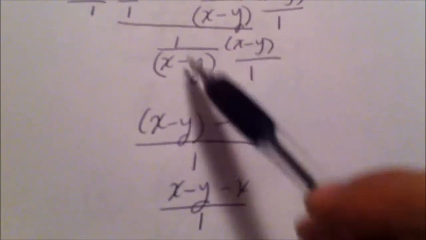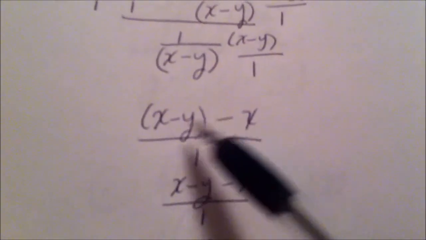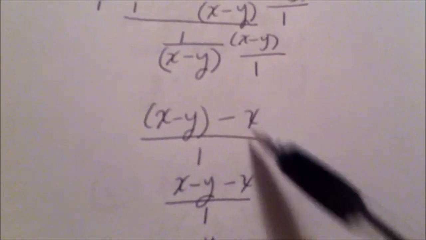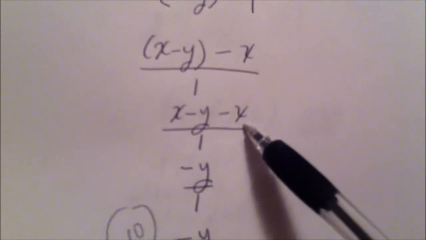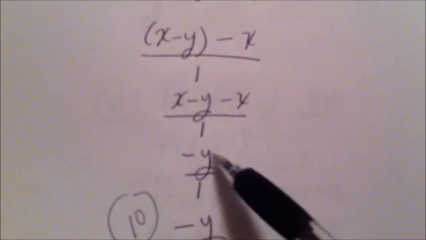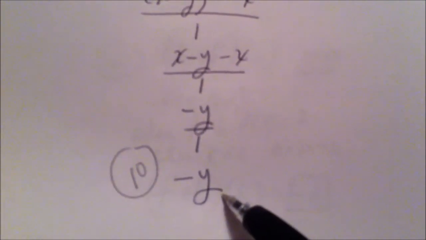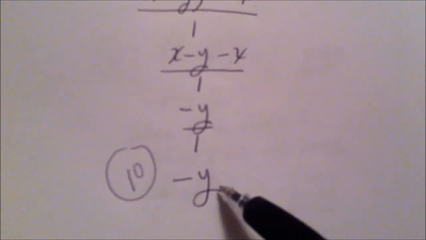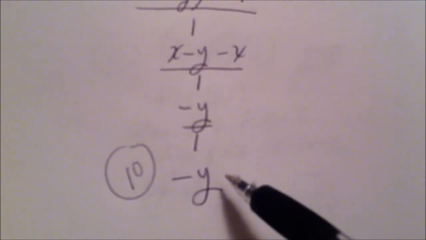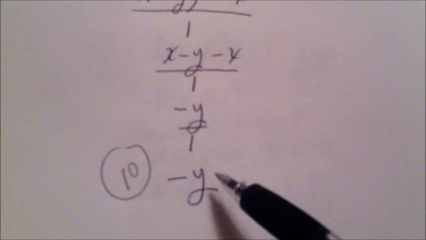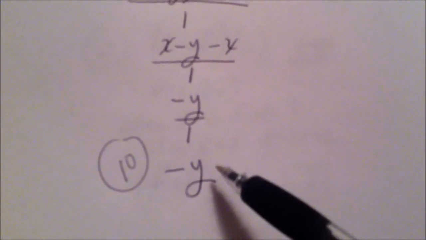In the bottom here, this simplifies to 1. Now I have x minus y minus x, which when I simplify that further, the x's cancel to 0, and I'm left with negative y over 1, or just negative y. Once again, as a part 1, this could have been done with mock substitution. As a part 2, it could have been checked with mock substitution.